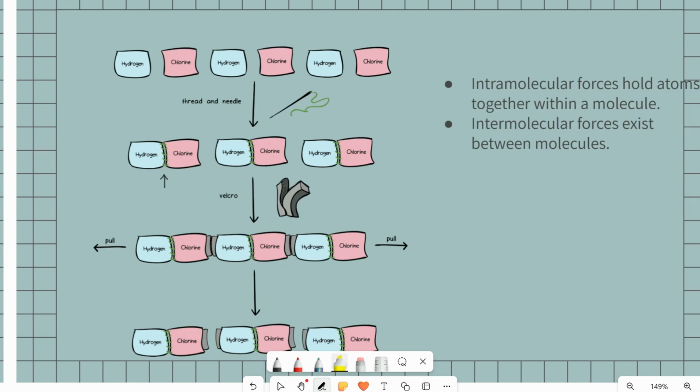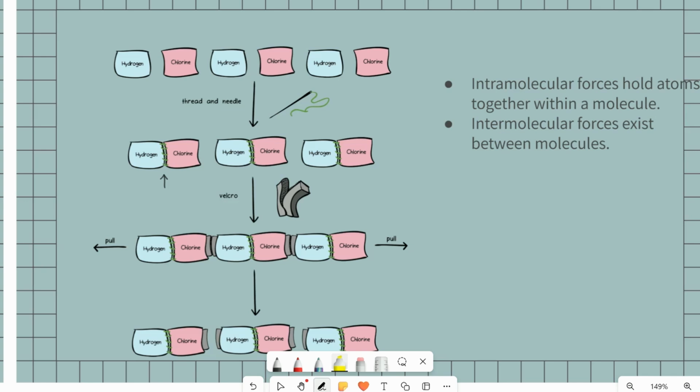It forms one molecule of hydrochloric acid. So you sew them together, you have one molecule. You do that 3 times, you have 3 molecules. And say you want to combine these 3 molecules together using this Velcro. I don't know if you know what Velcro is, but feel free to Google. You might see it in your pencil case. Velcro is weaker than sewing things together.